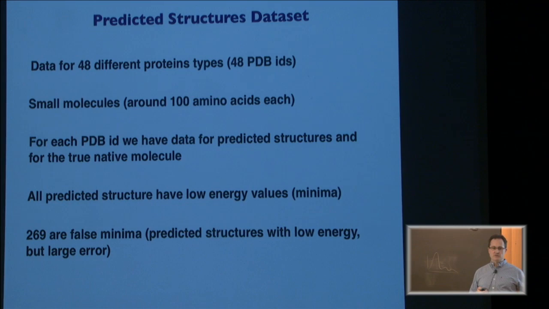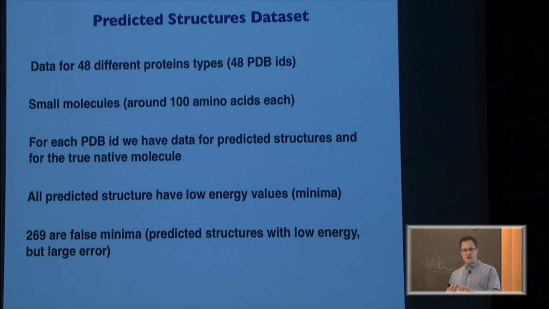And among those, there are three types of things that can happen. You can have the energy function tell you my final energy value is high, so those we know are wrong. Or the energy minimization can tell you my final energy value is small, so the minimization is telling you it's a correct folding. But when you compare with the true protein from PDB, you see that you have a large error. So those are the false minima. And then the minima apparently works because when you compare, you get a very small error, right?